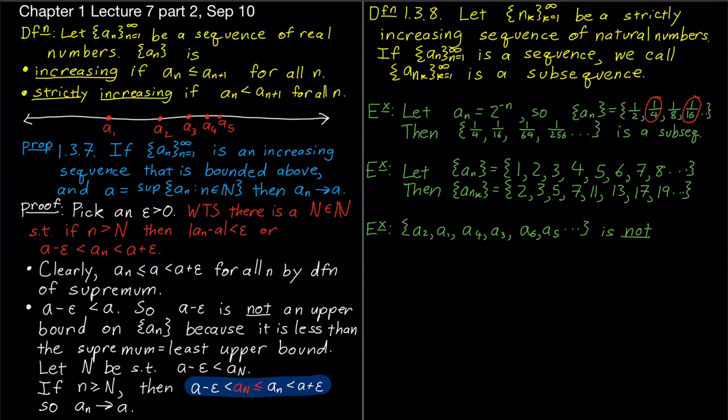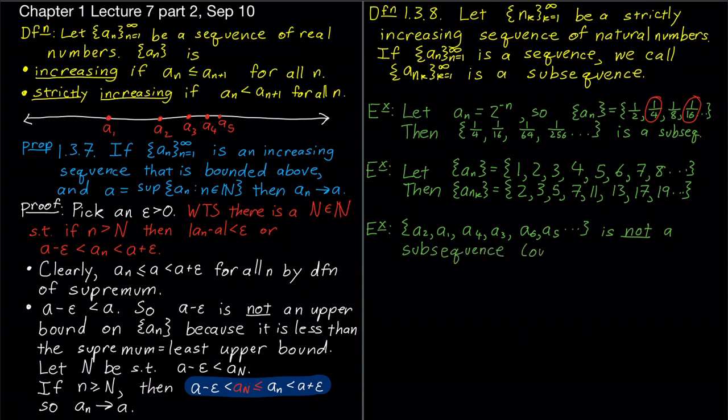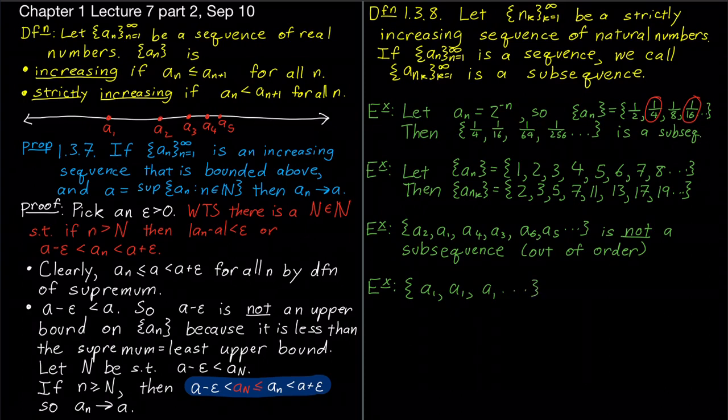So this is grabbing the second element, then the first element, then the fourth element, then the third element, then the sixth element, then the fifth element. This is not a subsequence because we are out of order. And another thing that is not a subsequence is if we just grab the first element and repeat it. That is also not a subsequence.